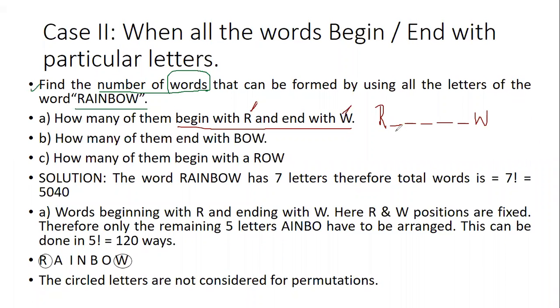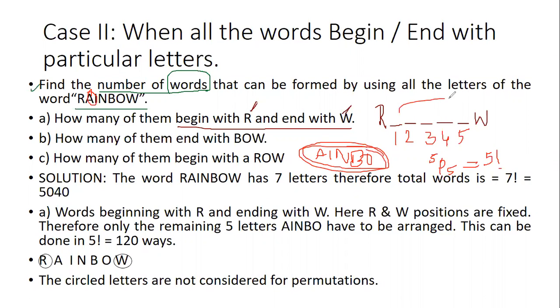Now R is fixed, W is fixed. How many more spaces are left out? 1, 2, 3, 4, 5. 5 places are left out. Now I have 5 places to be filled, and apart from R and W, I have how many more letters? A, I, N, B, O. I have 5 letters and 5 empty spaces where I can fill the letters. So can I say I have 5 factorial ways to arrange these letters in these places?